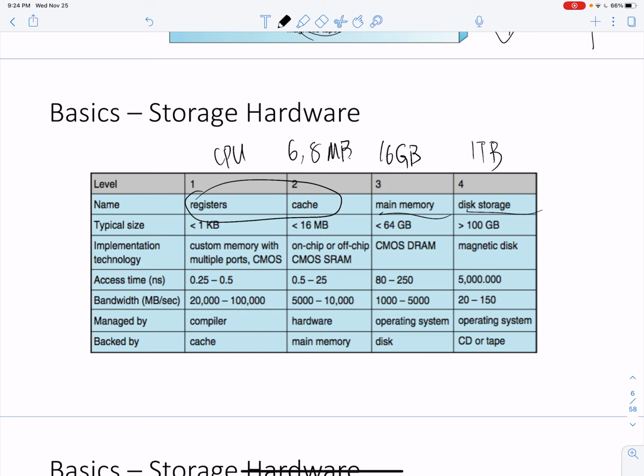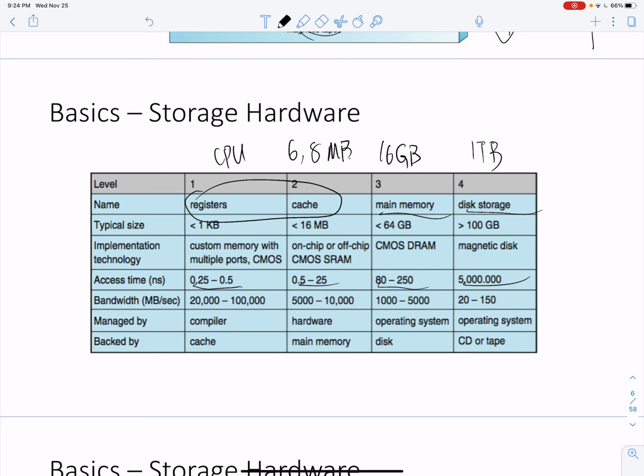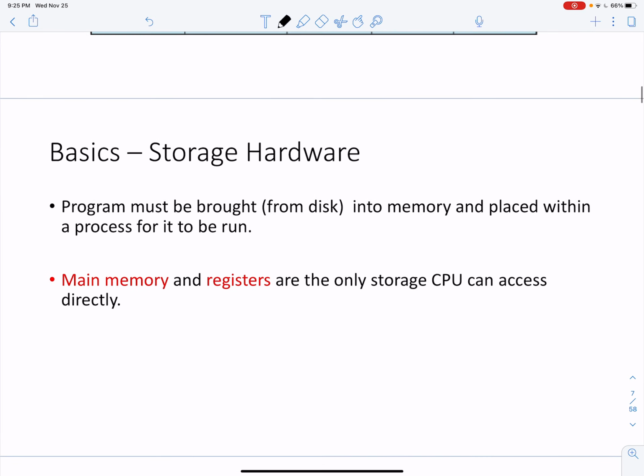And then we can see here the access time. This is the difference that we can see. So the access time of register is the most efficient, and following that are cache and the main memory, then hard drive. But for price, the hard drive is the least expensive one, whereas registers are the most expensive one.